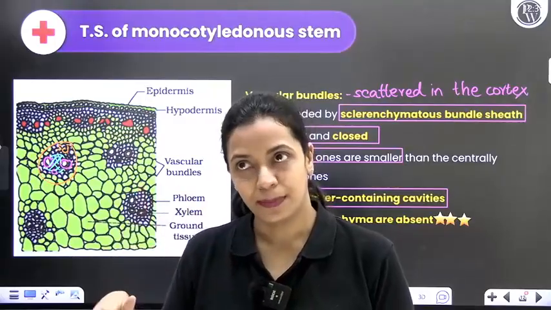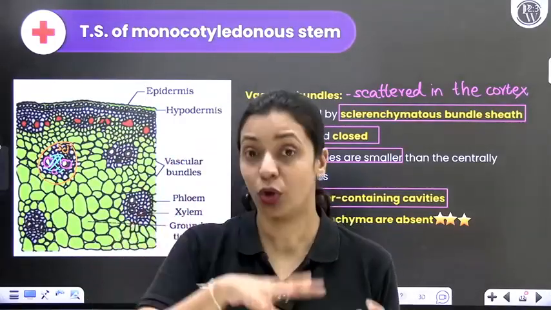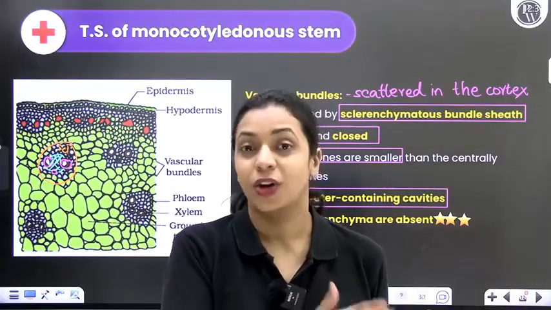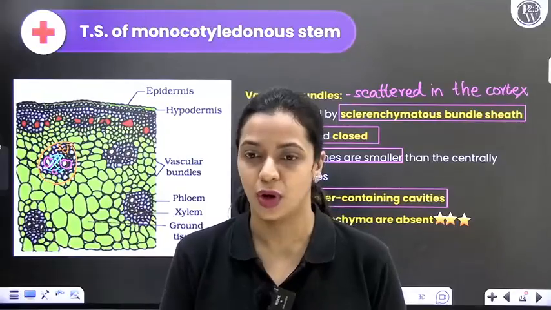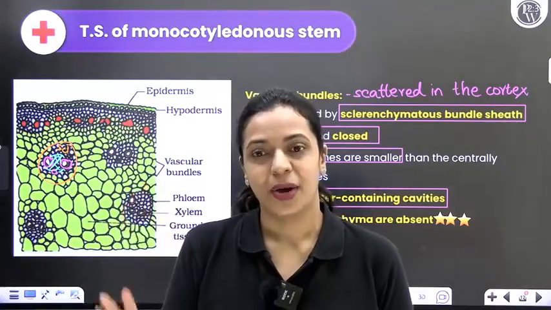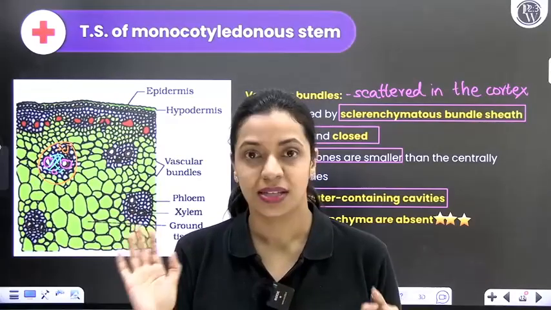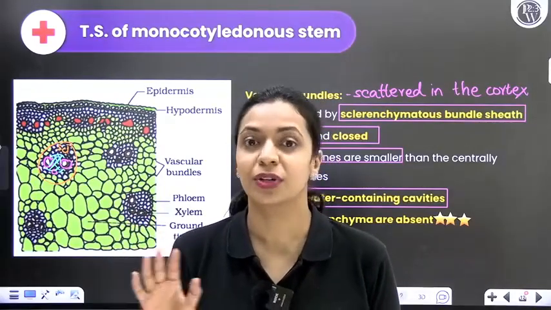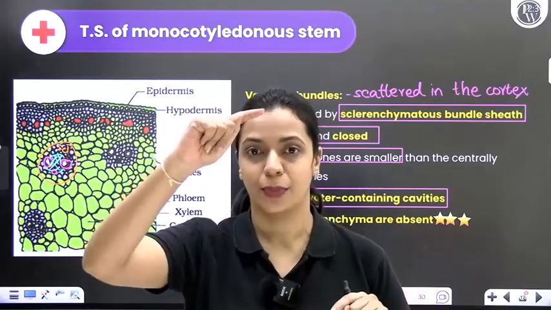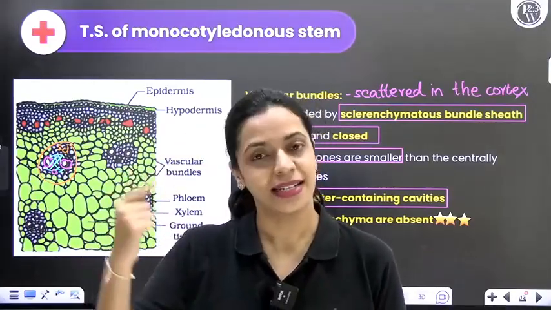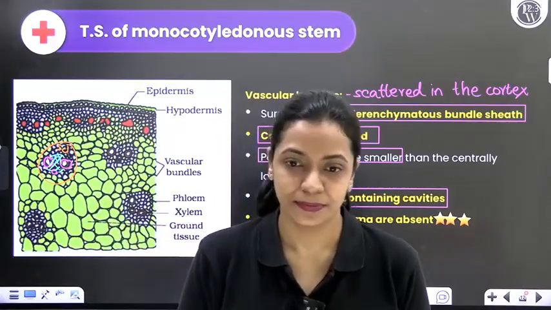In monocot stem, you find water cavities in the vascular bundles, water containing cavities. In dicot stem, you do not find that. Collenchyma is present only in dicot stem. Parenchyma is present in both. Sclerenchyma is present in both, but the location is different. Sclerenchyma in monocot stem is present in the hypodermis as well as the bundle sheath. In dicot stem, it is present only in the bundle cap. Okay?